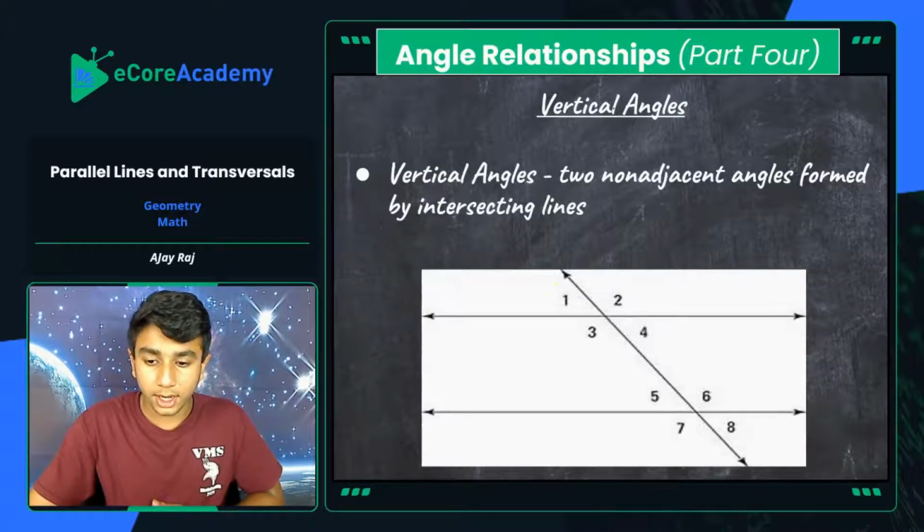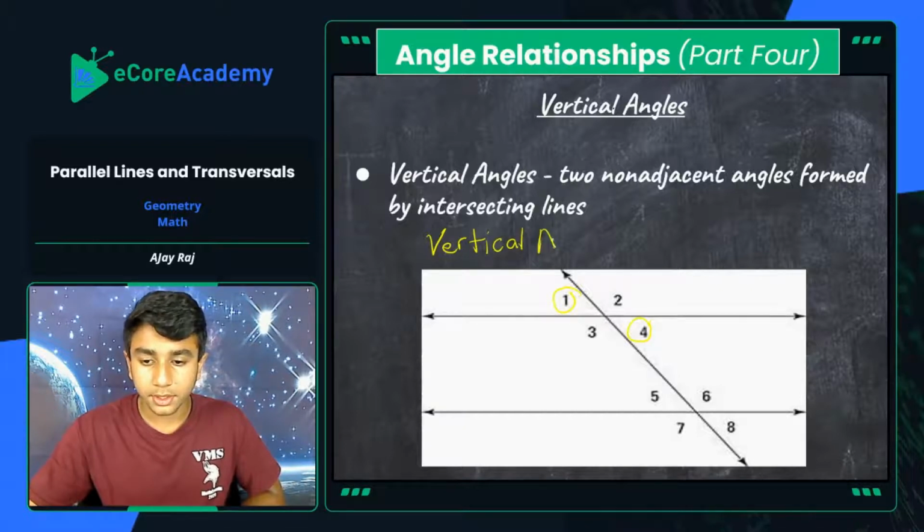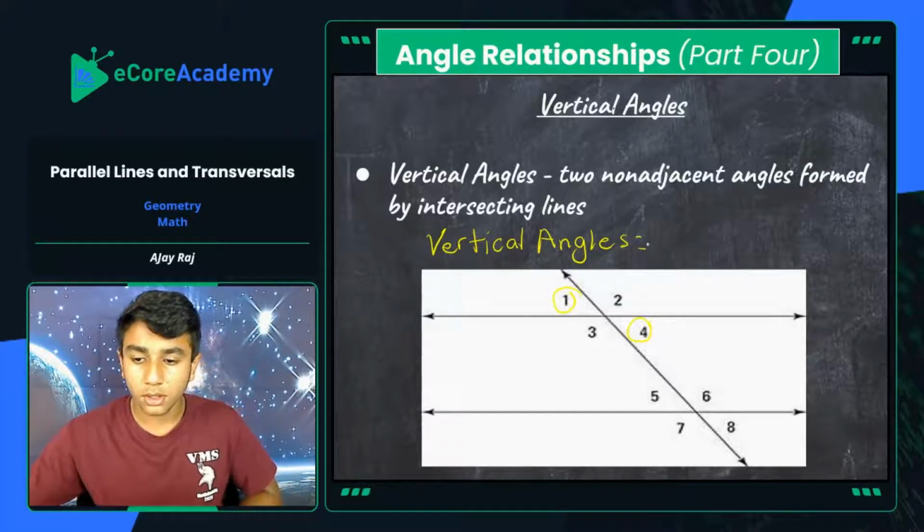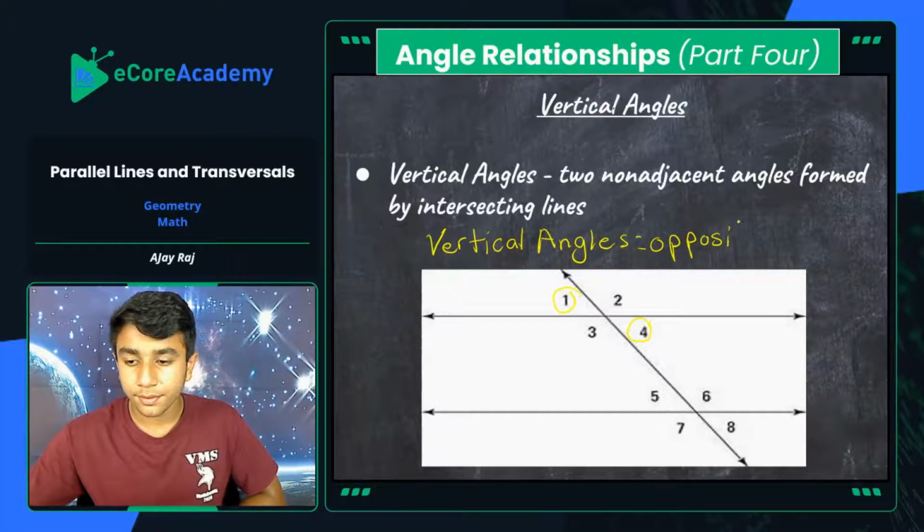So if we look here at angle 1, just like I showed you in the examples before in my previous video all about vertical angle relationships, you can see 1 is directly opposite from 4, so these two are going to be vertical angles, and we know that vertical angles are always going to be congruent. So vertical angles, I'm going to write this down here. So vertical angles equal opposite plus congruent.